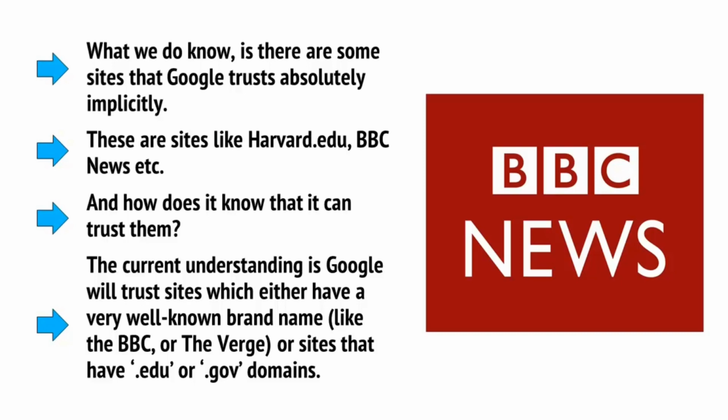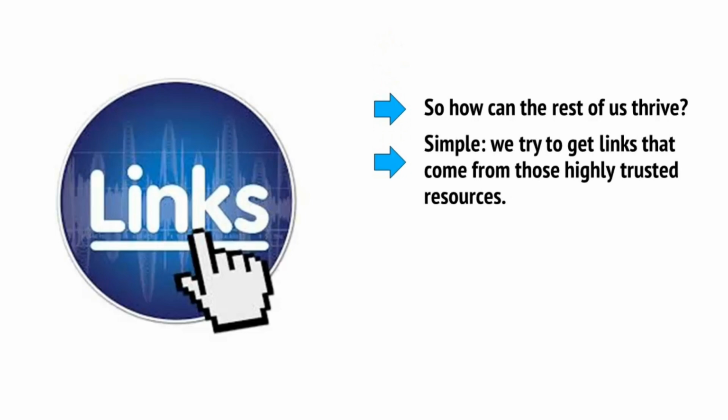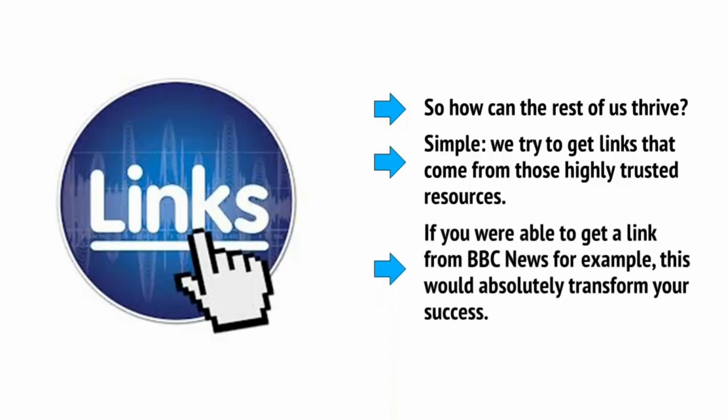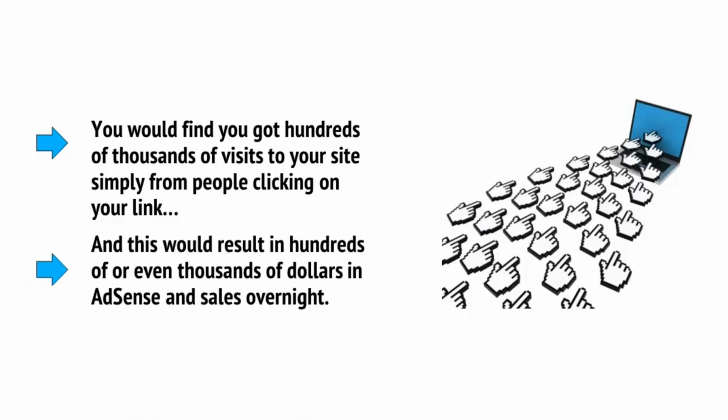So, how can the rest of us thrive? Well, simple. We try to get links that come from those highly trusted resources. If you were able to get a link from BBC News, for example, this would absolutely transform your success. You would find you got hundreds of thousands of visits to your site simply from people clicking on your link, and this would result in hundreds or even thousands of dollars in AdSense and sales overnight.